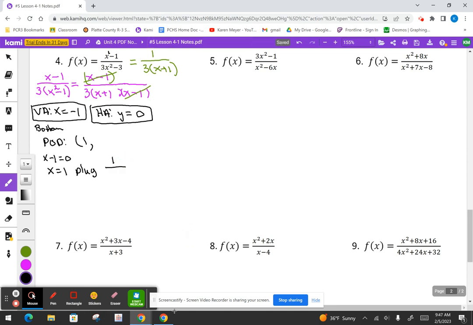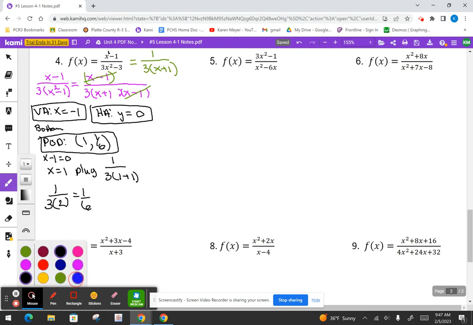So I'm going to go 1 over 3 parentheses, and right here instead of x, plug in 1, so 1 plus 1. So if I work this out, it's 1 over 3 times 1 plus 1 is 2, so you're looking at 1 over 6. So my answer for POD is the ordered pair 1 comma a sixth. All right, let's keep rolling.